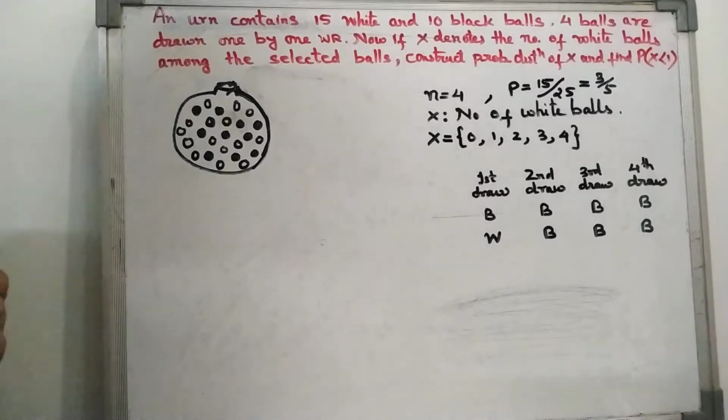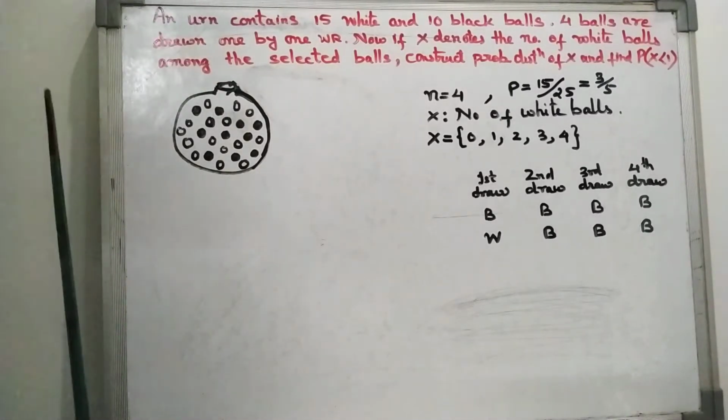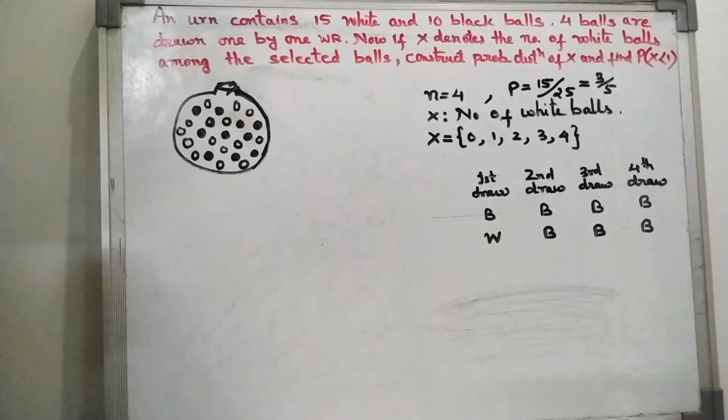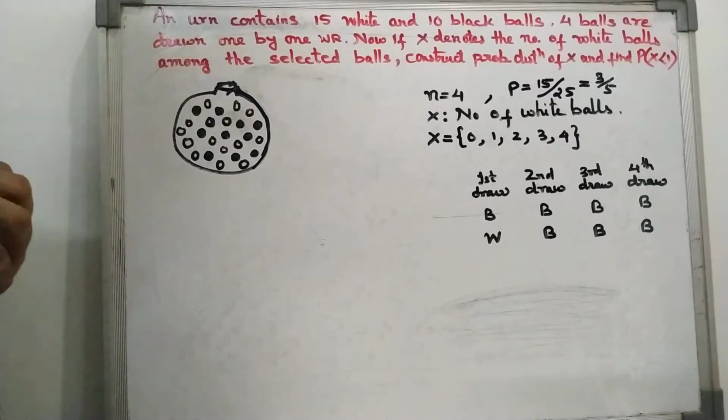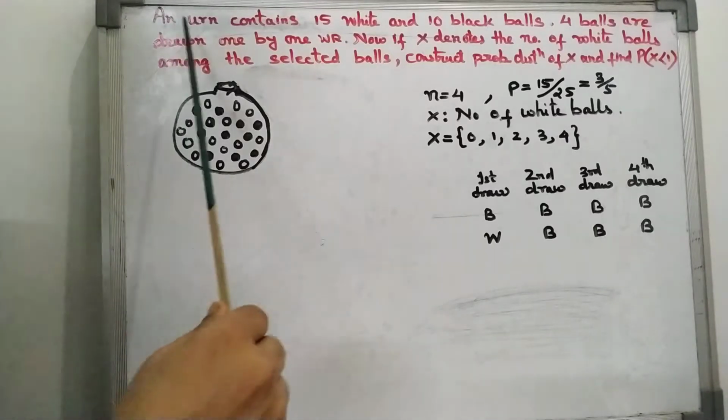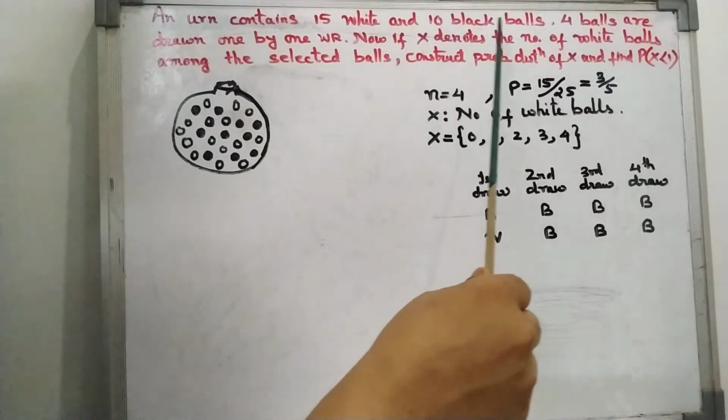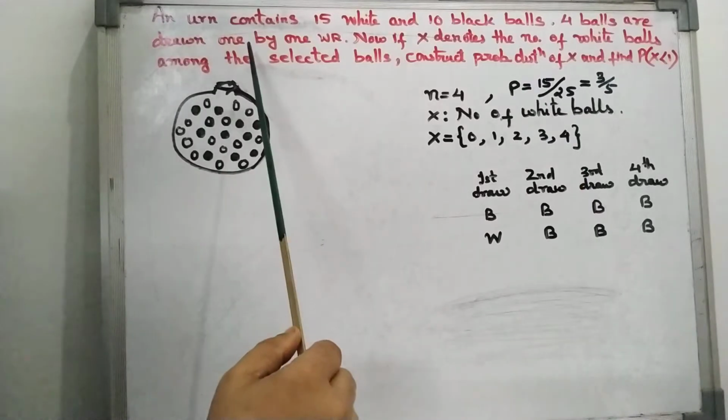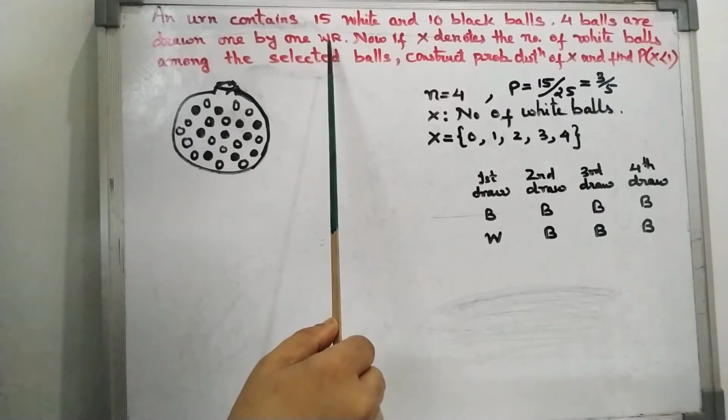Hello students, in this video I am going to explain one probability problem which is based on binomial probability distribution. The problem is: an urn contains 15 white and 10 black balls. 4 balls are drawn one by one with replacement.